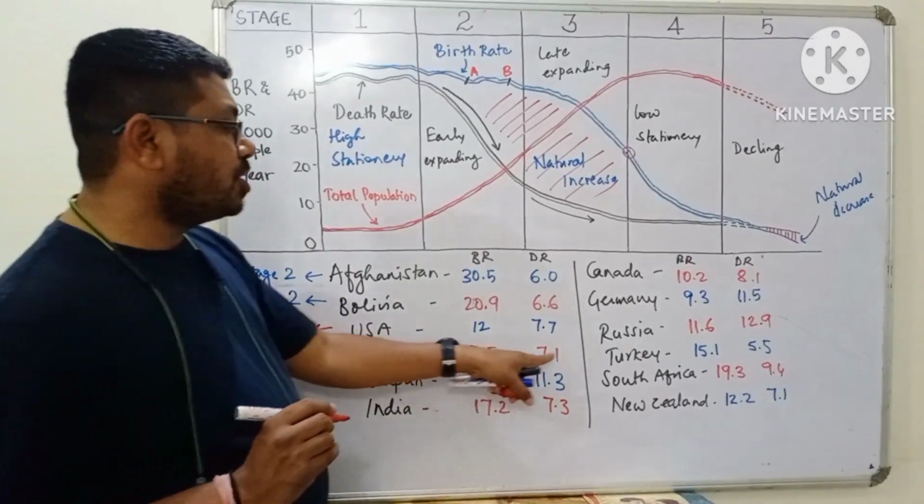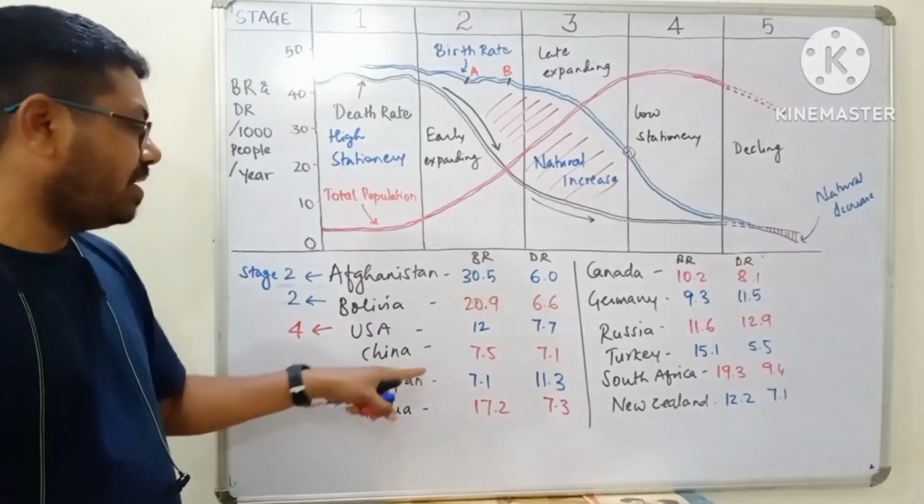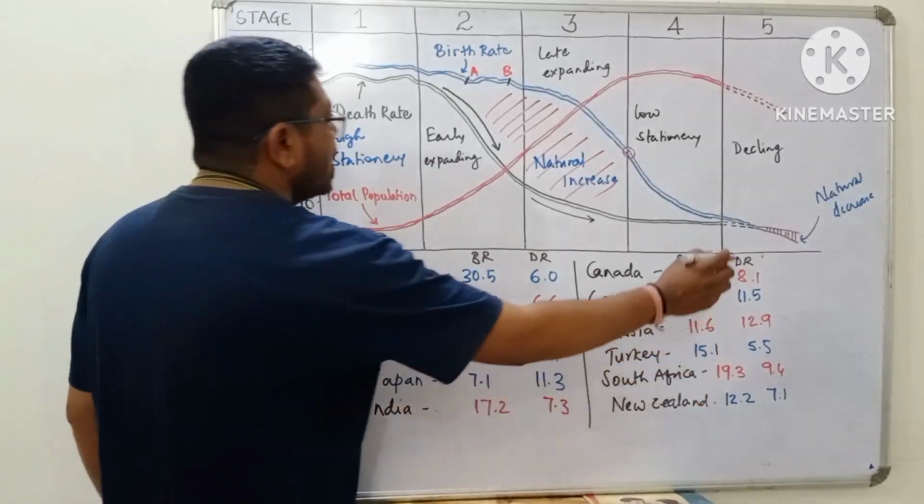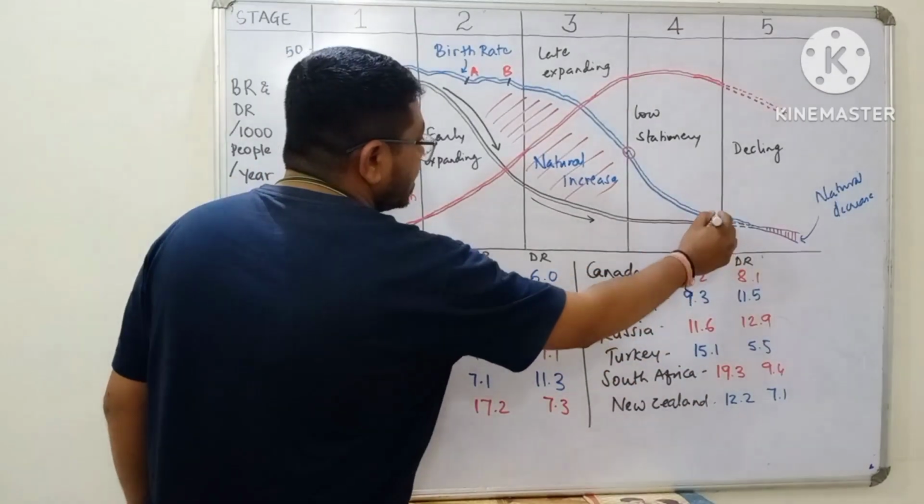Right. China: 7.5 and 7.1. Now, very interesting. It means that China has reached somewhere here.